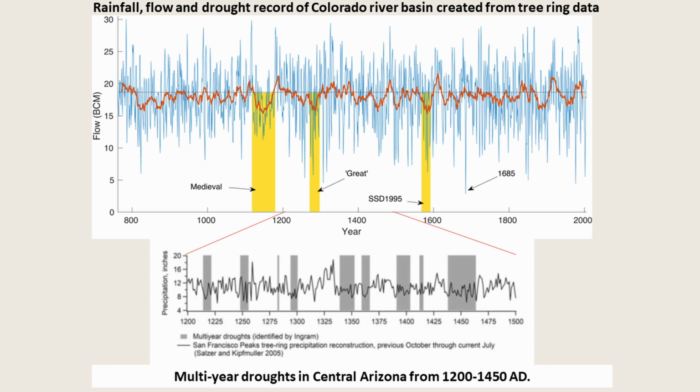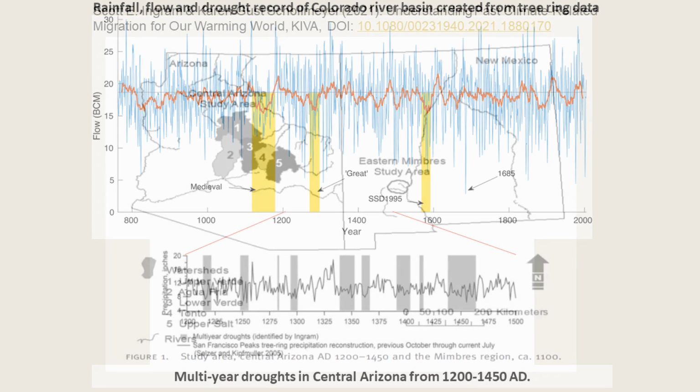The bottom graph is more specific to central Arizona between 1200 and 1450 AD. And it shows the rainfall in the black jagged line and then the periods of drought. And you can see some of these are well over 50 years. In fact, the medieval drought is over 100 years. So these are very long periods of little to no rainfall.